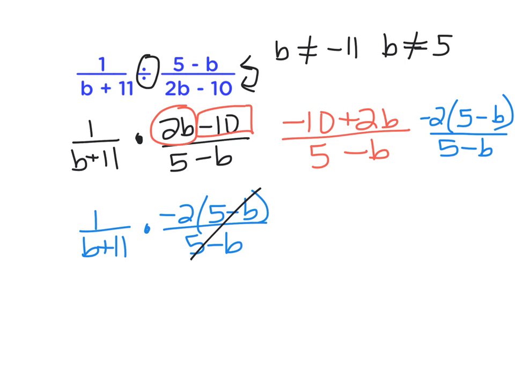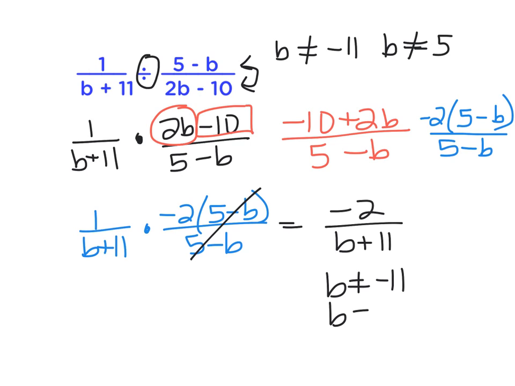In multiplication, all we do is we just multiply straight across. So our answer is negative 2 times 1 is negative 2 over b plus 11, with b not equaling negative 11 and b not equaling 5. And that's our answer.